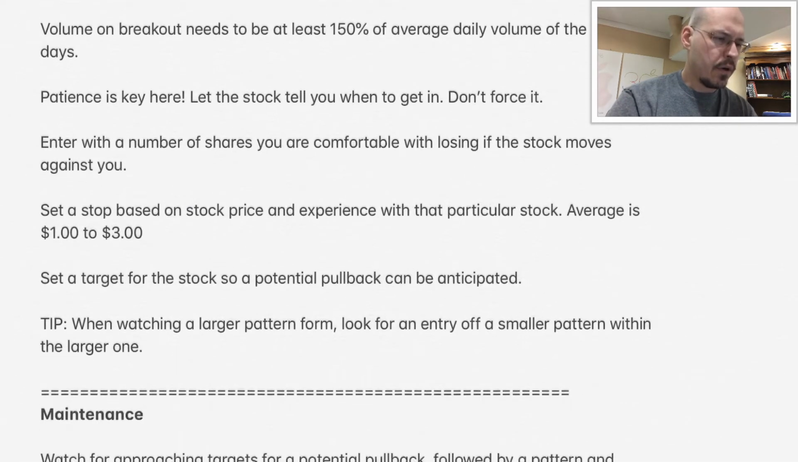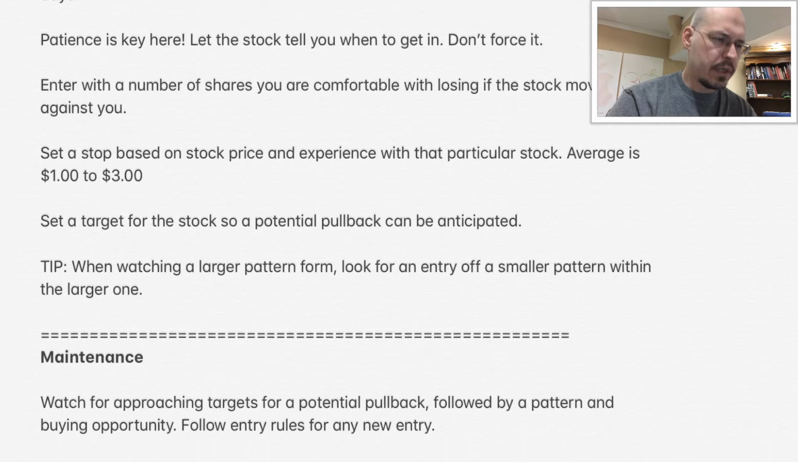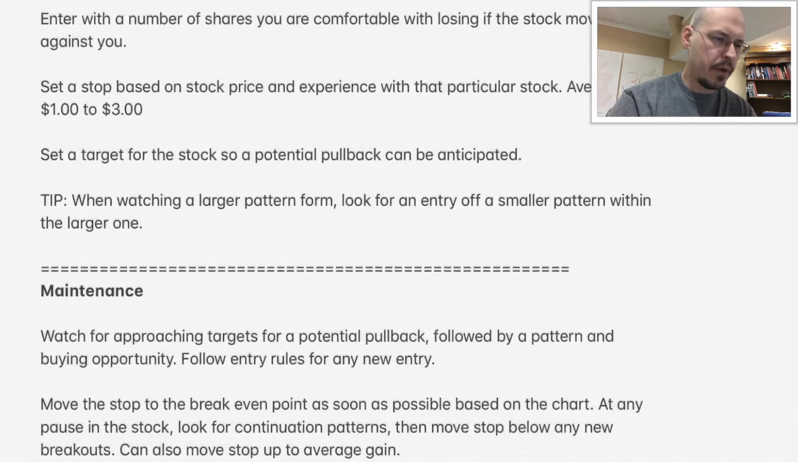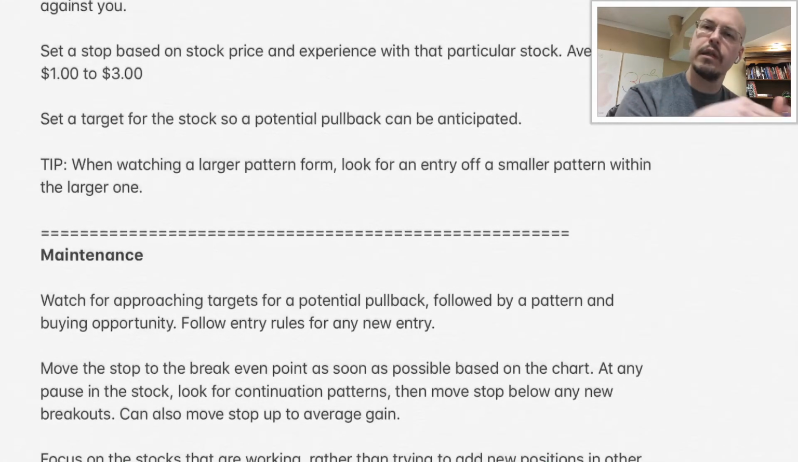So again, I'm not going to go through all these in great detail, as you can pause and read them. Stops, I'll enter at the line and set about $1. Actually, a $2 stop is what I use now as a default. As the stock begins to move away from the breakout, not necessarily the first day, but maybe the second or third day, if we're getting really good price movement, I'll move that stop to break even, and then I'll sit there.